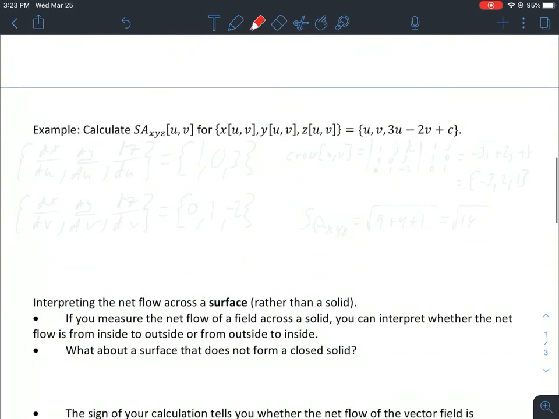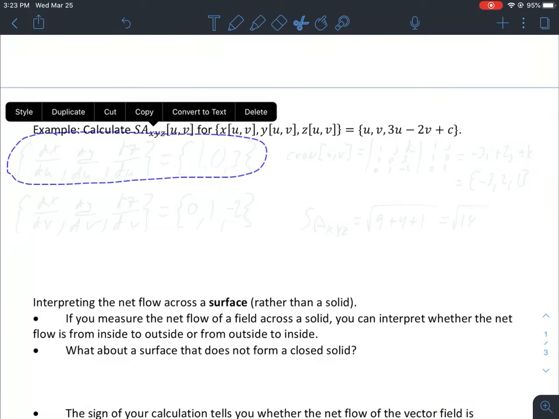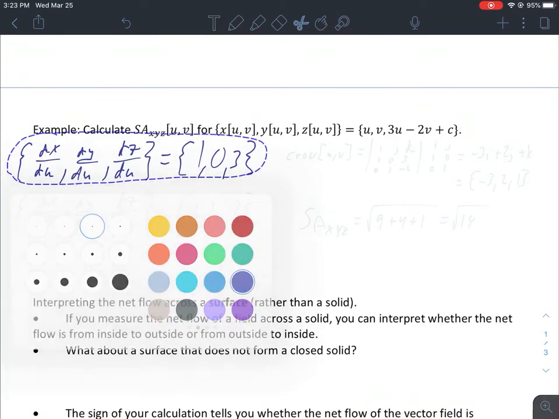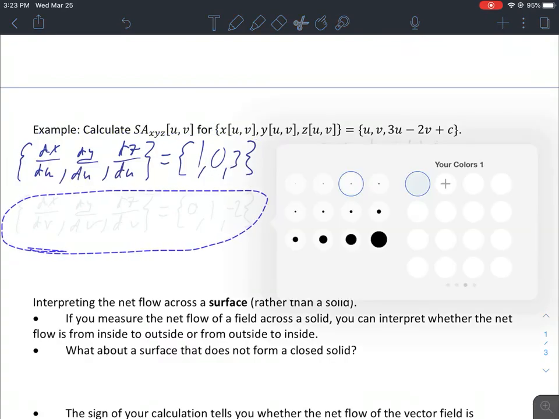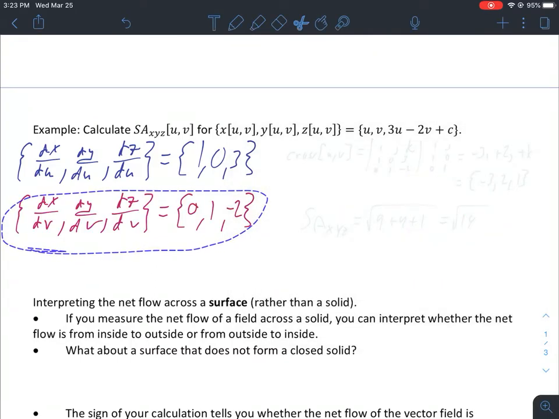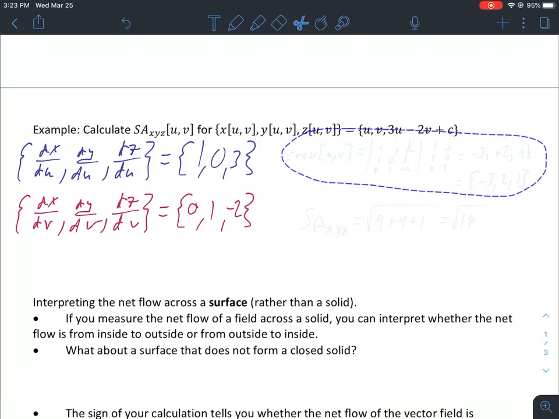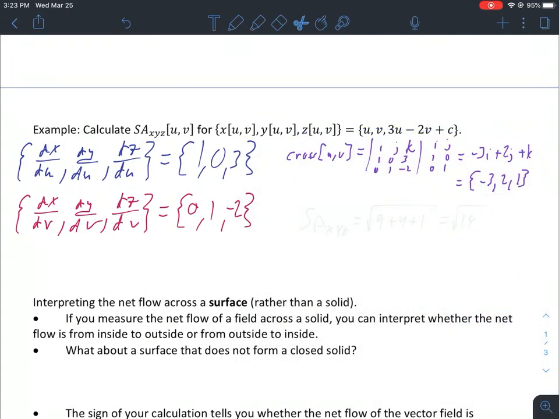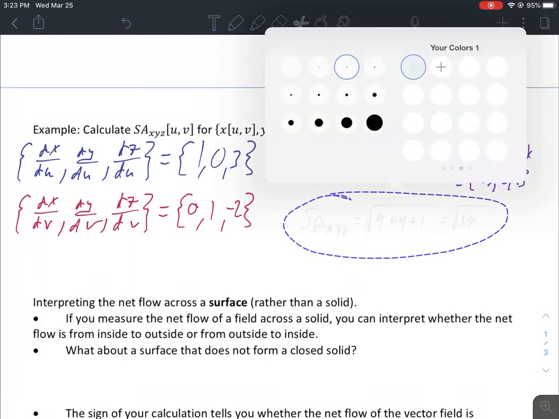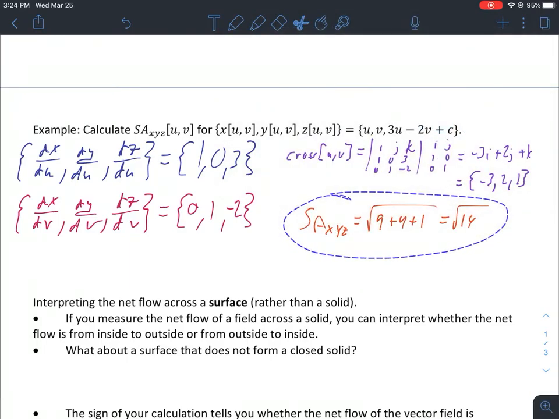So here we have an example of it. We're trying to calculate the surface area conversion factor using this conversion here. So first we do our partial derivatives with respect to u and with respect to v. Okay, and then we take our cross product. And finally, find the magnitude of that cross product. So our surface area conversion factor would be root 14.